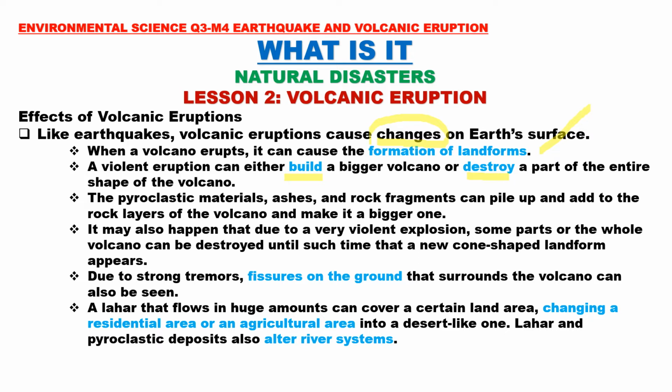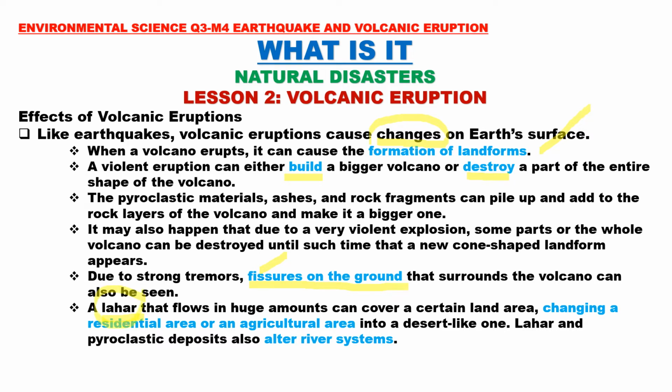Okay, next. Due to strong tremors, fissures on the ground that surrounds the volcano can also be seen. So, pwede rin tayo makakita ng mga cracks sa lupa kapag mayroong volcanic eruption. A lahar that flows in huge amounts can cover certain land areas. So, ang mga volcanic materials, tapos biglang umulan, pwedeng maghalo yon, tapos pwede siyang magdulot ng lahar.